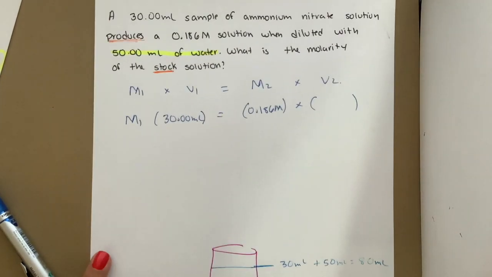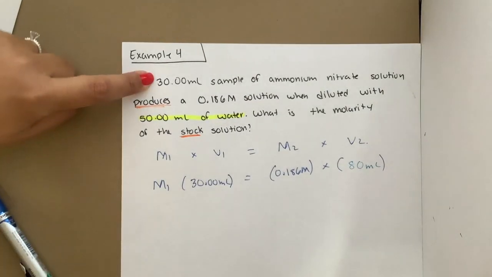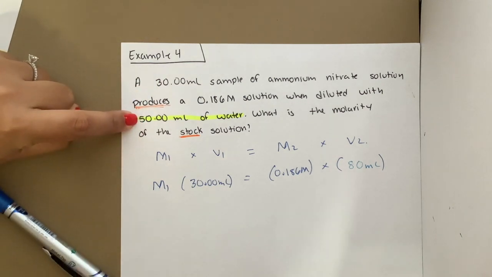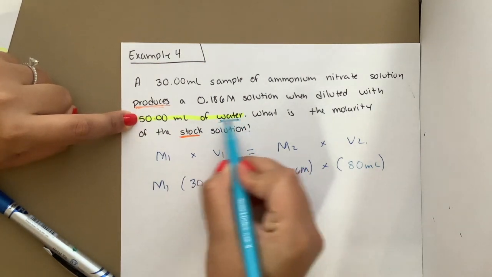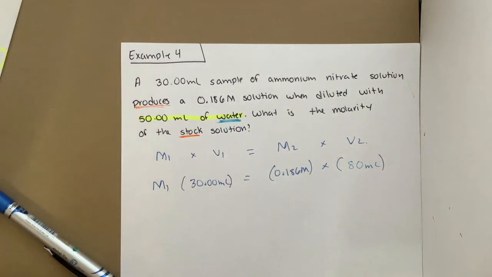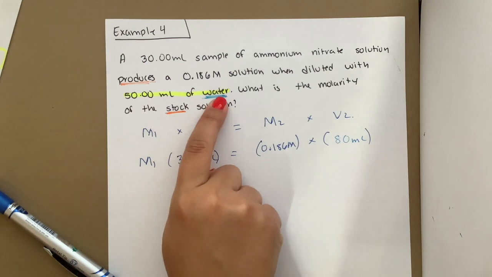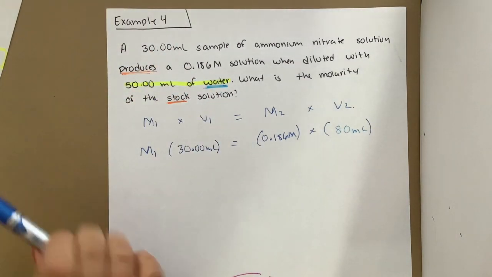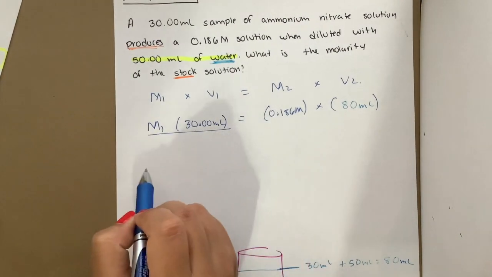Okay, so our final volume is 350 milliliters. And I got that by adding my initial volume plus the amount of water that we added. Okay, since it said that we added 50 milliliters of water, it's telling us how much water we're adding, not our final volume. Okay, so this is a special case. So whenever it says the amount of water that you're adding, you're going to add the amount of water plus your initial volume.